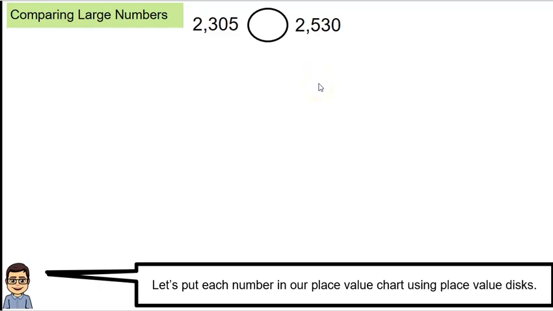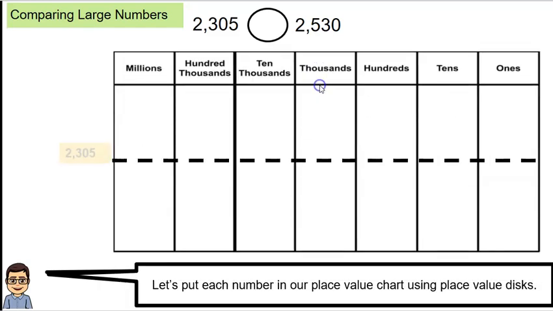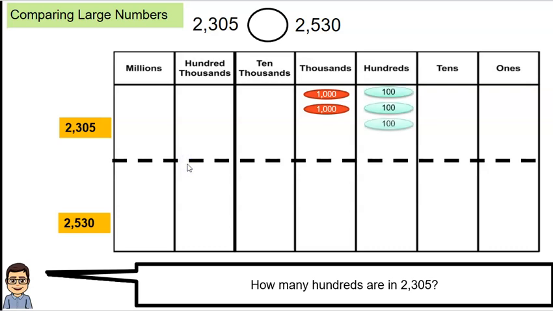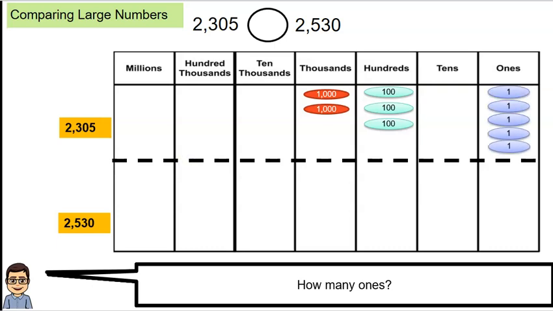So now let's try one more together. Let's put each number in the place value chart. So here we go. How many thousands are in 2,305? I have 2,000s. How many hundreds are in 2,305? 300s. And how many tens are there? We don't have any tens, right? So 0. And then how many ones? We have 5 ones.